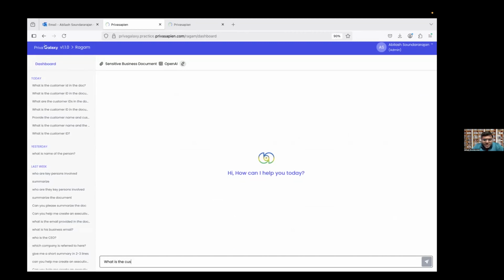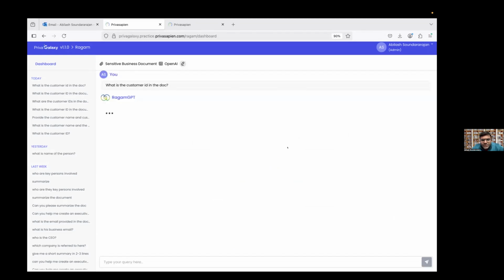Let's say I'm asking what the customer ID is in the document. In real time, it understands the document is being attached, and you can see the information which went to the downstream model, and the inference coming from the downstream model is pseudonymized, while you can locally re-identify, right? Thus, sensitive information never flows to a downstream model, while the user gets all the benefit of using this with privacy protection in place, right at the very beginning.